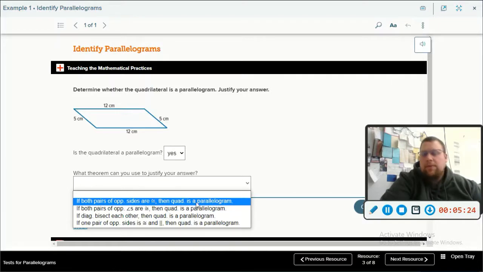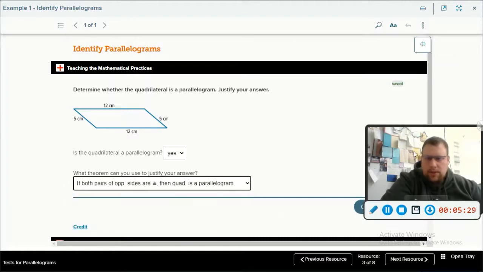It doesn't even give the theorem. Remember, you'll notice it gives the reasoning. The reasoning is the opposite sides are congruent. Boosh. Let's check it.